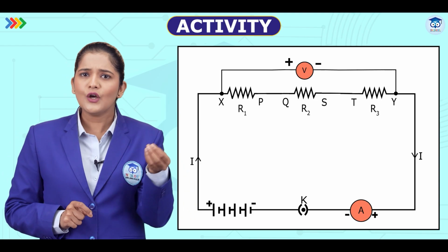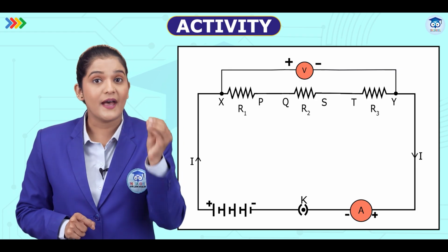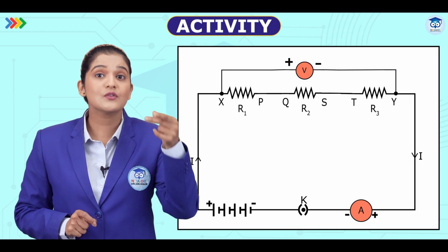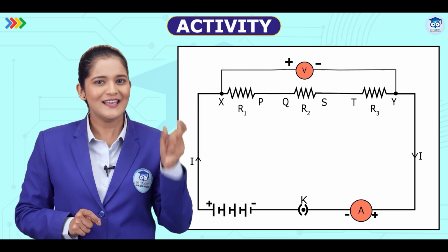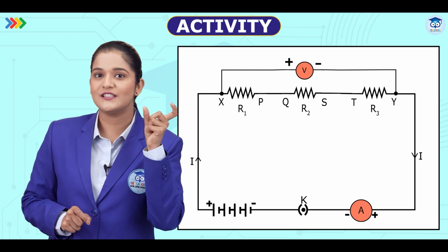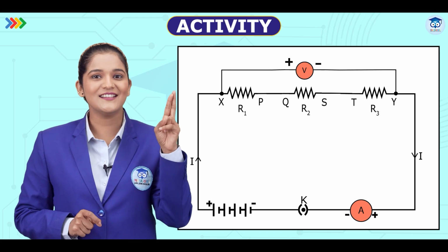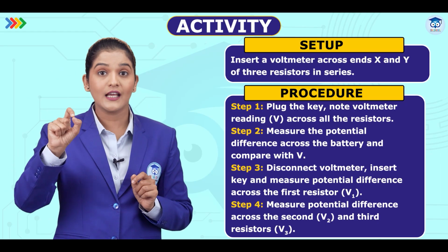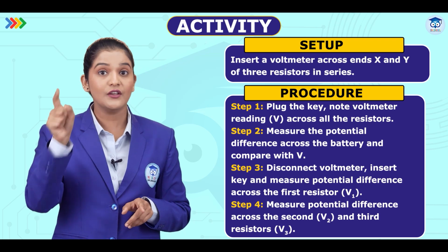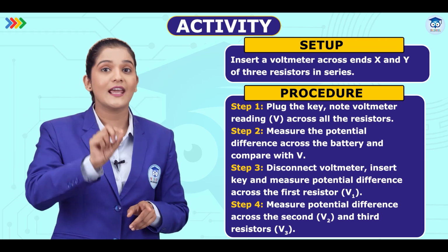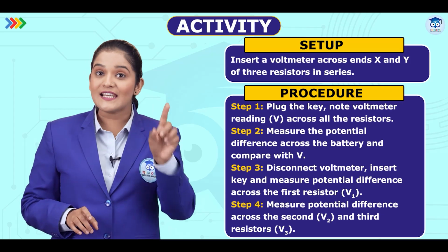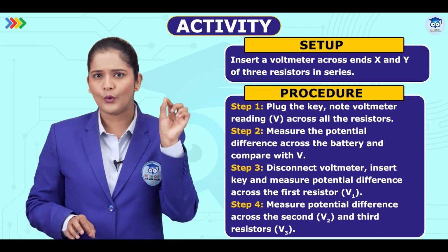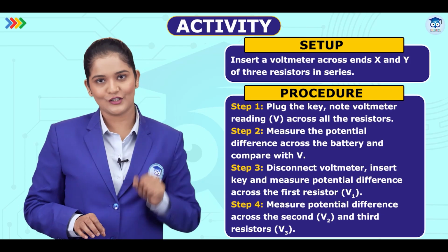The voltmeter, which is always connected in parallel to the component across which the voltage is to be measured, gives us the total potential difference across the entire combination. We first plug in the key to close the circuit and record the voltmeter reading V across the points X and Y. This value represents the total voltage across the series combination.